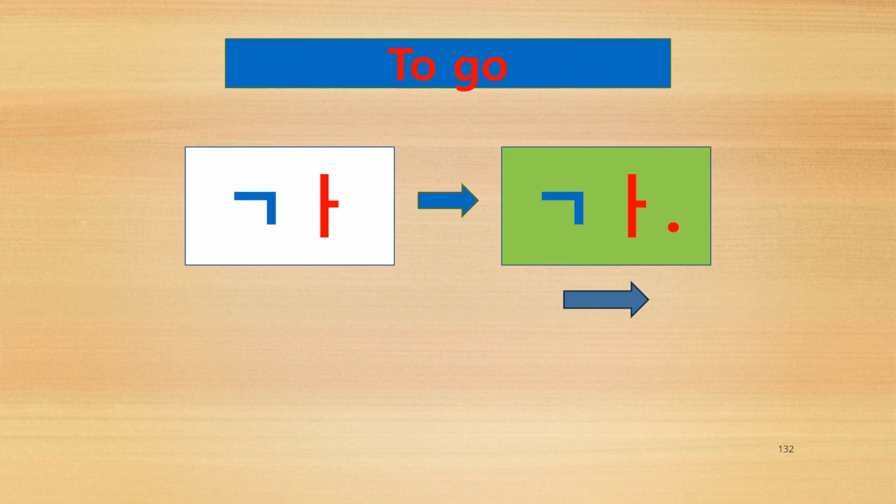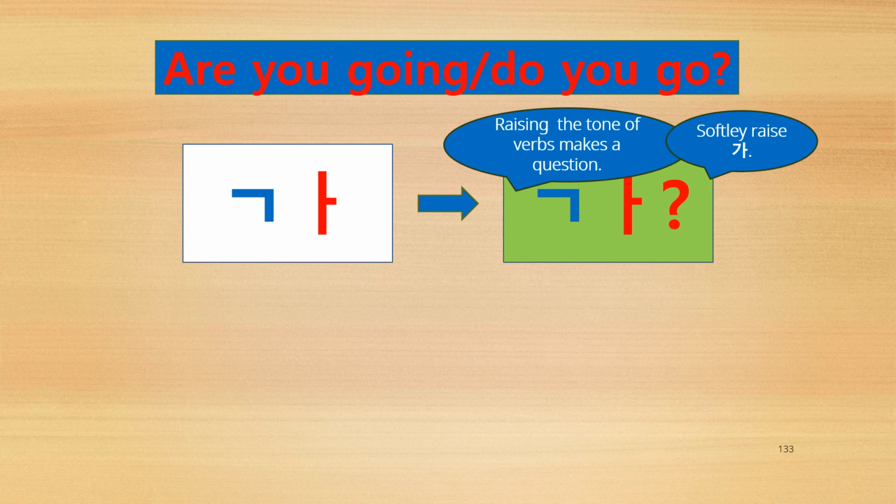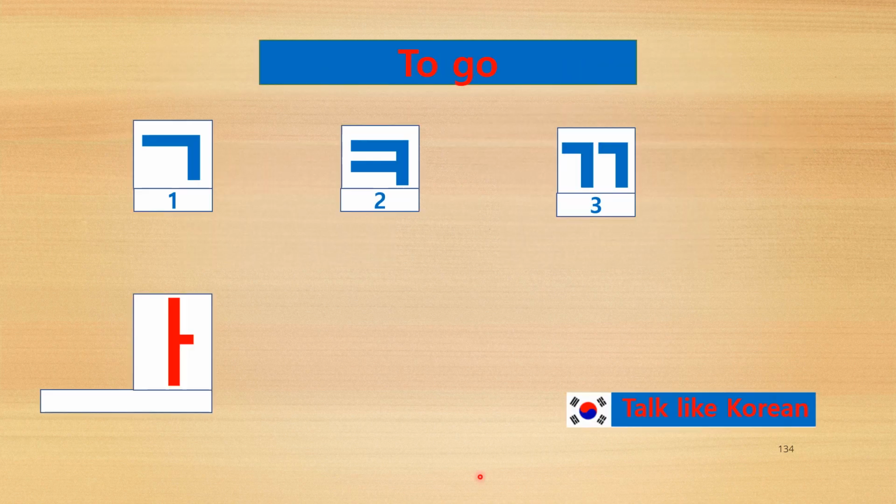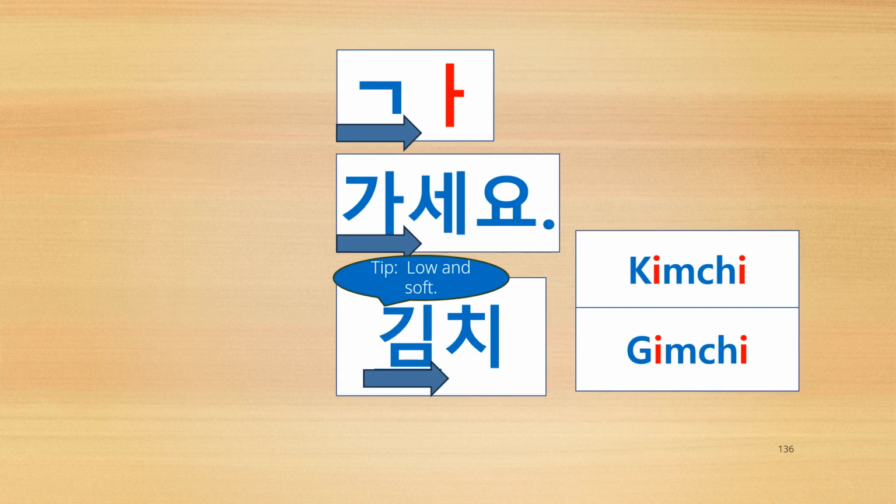So to go, ga. And then say, are you going? Do you go? You're just raising the tone of the verb to make a question. So without changing, like English, say ga, are you going? Not ka. And then to go, what do you say? 가세요. Maybe you might have heard of 세요, which makes it polite.